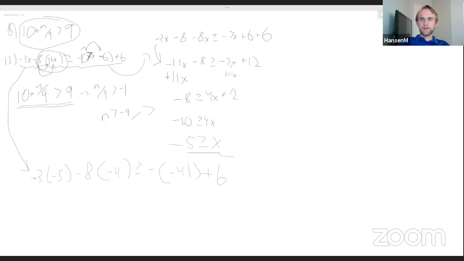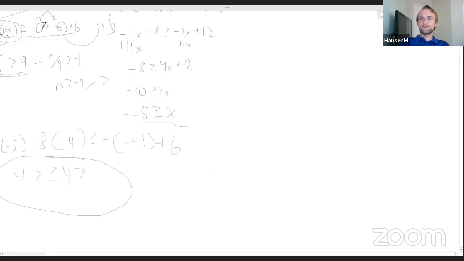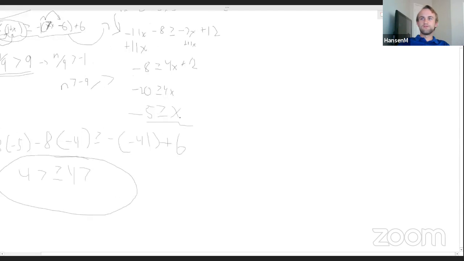So then what we would end up getting is 15 plus 32 is 47, which is greater than or equal to 47. Based on negative 1 times negative 41 is 41, so then 41 plus 6 is 47. So that's what we'd expect to see: whenever we solve out this inequality, both sides are equal to each other. So negative 5 is greater than or equal to x.